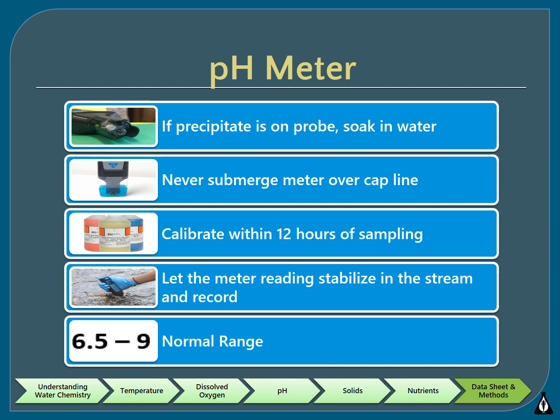You don't want to submerge the probe above the cap line, and you're going to want to calibrate it within 12 hours of sampling. And then whenever you put it in the stream, you're going to want to let the meter stabilize while it's in the stream and then record that value. Again, the normal range for pH is 6.5 to 9 in Missouri streams.